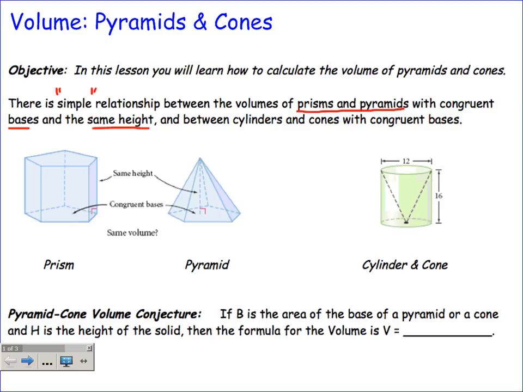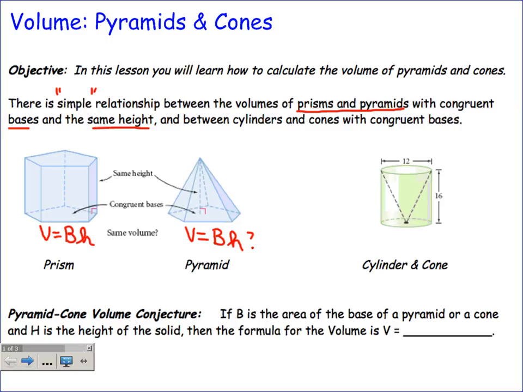Okay, so here's what's going on. You have a prism over here, right? How do you calculate the volume of that guy? Volume equals the area of the base times the height of the prism. Good. And if the pyramid has the same base and height, would it be the same volume?